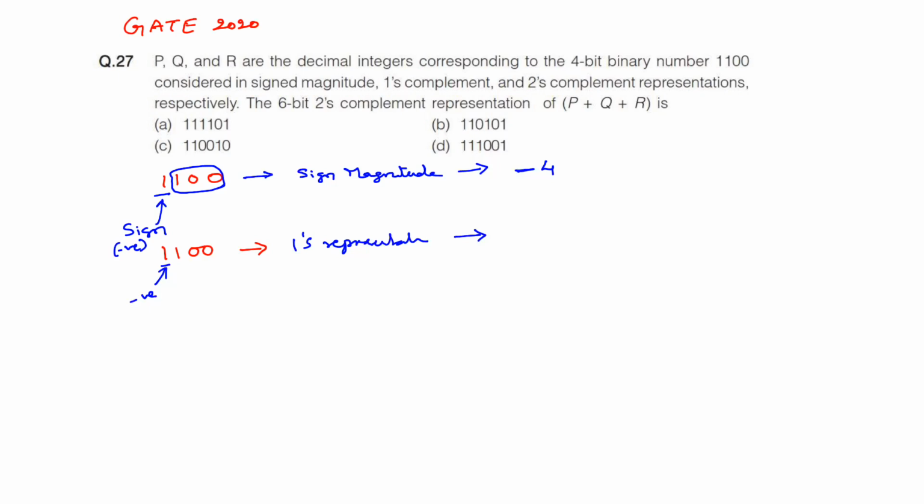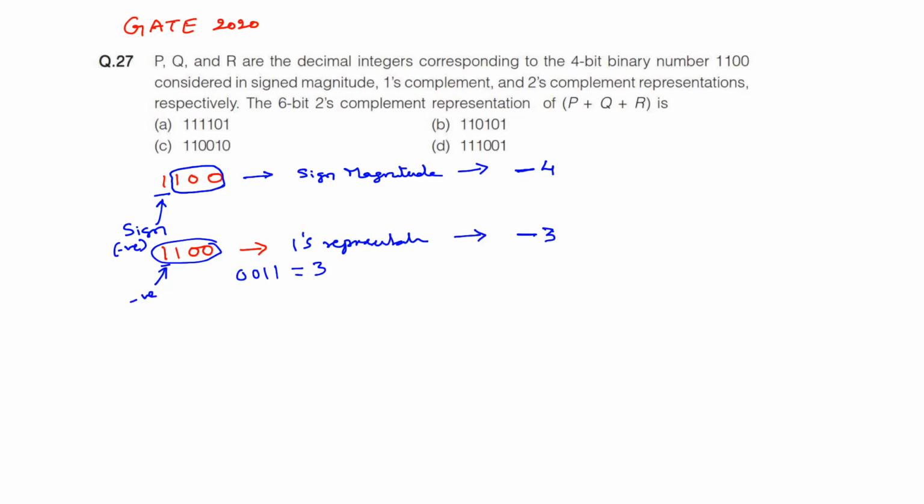So in 1's complement, we observed the MSB is 1, so it is negative. Next, to calculate magnitude, take 1's complement of the entire number. The entire number becomes 0011 after 1's complement, and its value is 3. So the magnitude is 3, and 1100 is simply -3. So -3 in 1's complement representation with 4 bits is represented as 1100.